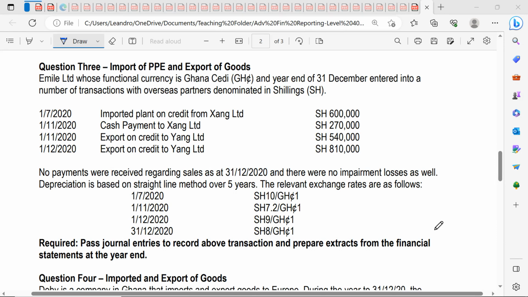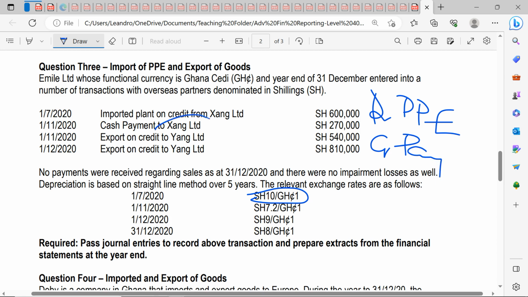In question 3, you have importation of a PPE and the sale of goods. So export of goods, sale of goods. The entity, Emil Limited, imports an item of PPE, and this is to show you what happens if the item is a non-monetary item. So this is a mixture of a non-monetary item and a monetary item. On 1st July, they imported plant, an item of PPE, for 600,000 shillings, and the rate on that date is 10 shillings to 1. Therefore they will debit PPE and credit payable, the supplier, Zank, with 600,000 divided by 10, which is 60,000. So debit 60,000 to PPE and credit payable Zang Limited 60,000. That's the first transaction.